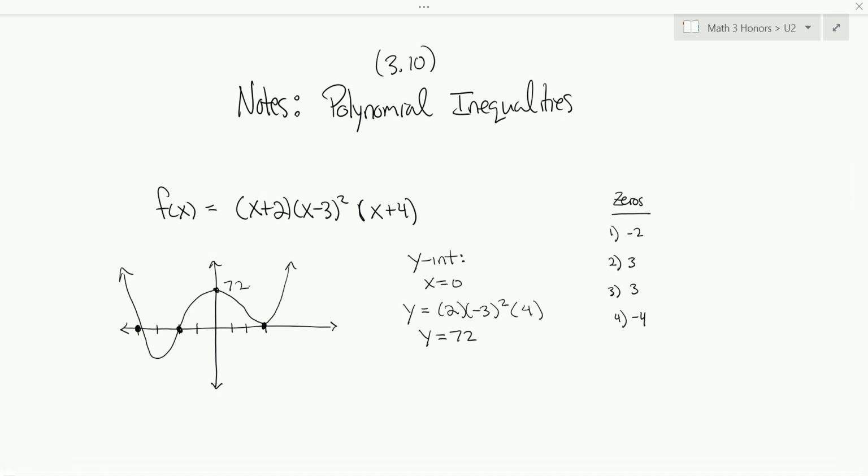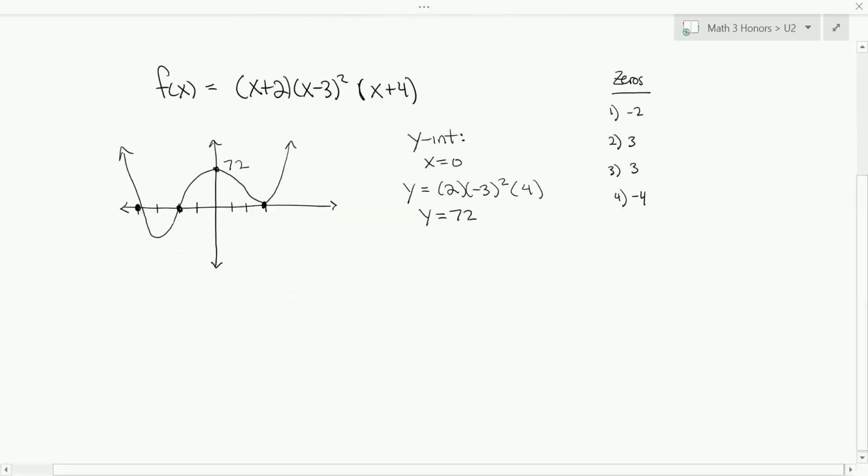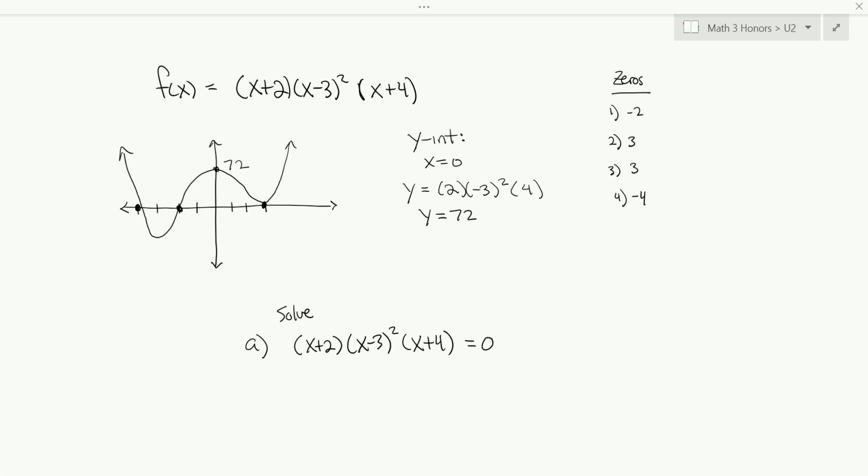So based on this, I'm going to ask you a few questions and give me an answer. So part A, solve this equation here. So x plus 2 times x minus 3 squared times x plus 4 equals 0. Quickly write down the solution to that problem. Use what we've already done. Use the graph to help you.